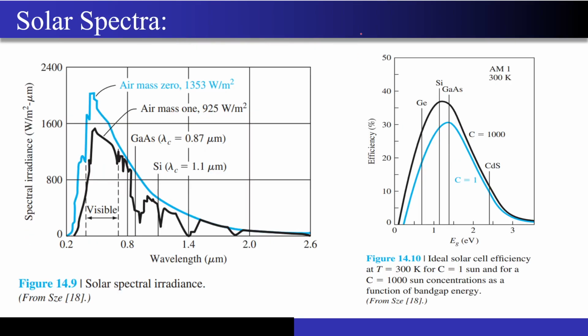So now coming to the solar spectra, right? Again sir must have told you how the solar spectra looks like, and why we have two or three curves over here. This is regarding the air mass 0, and this is regarding the air mass 1 concept, right? And again this curve, sir must have already told you why these peaks are occurring over here.